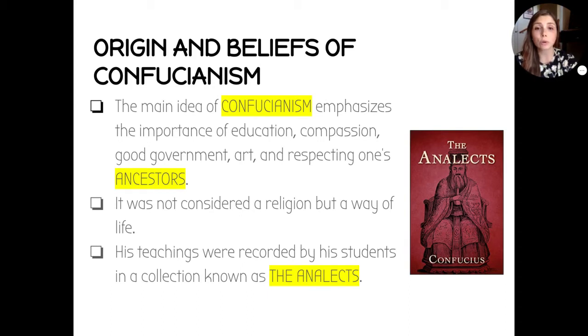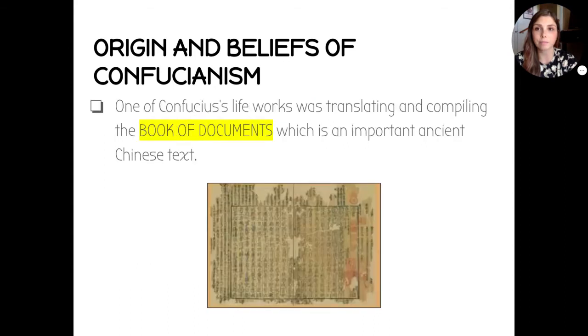His teachings were recorded by his students in a collection known as the Analects, and that's the picture there of the book that contains Confucius's teachings. One of Confucius's life works was translating and compiling the Book of Documents, which is an important ancient Chinese text.